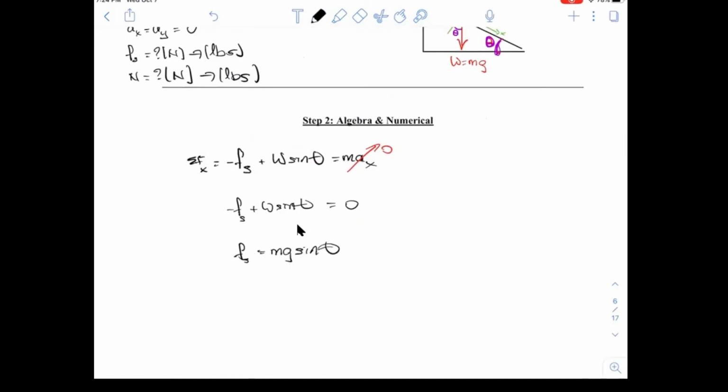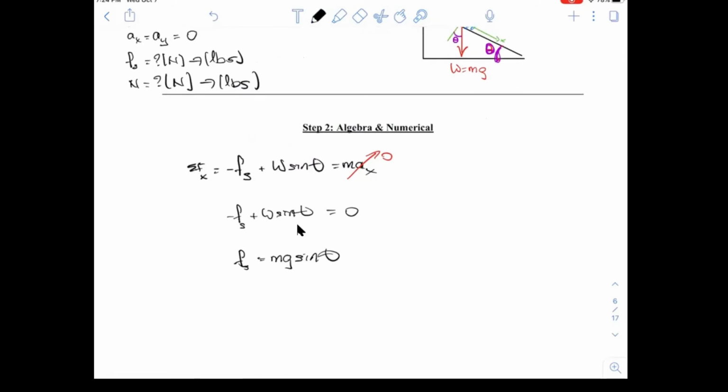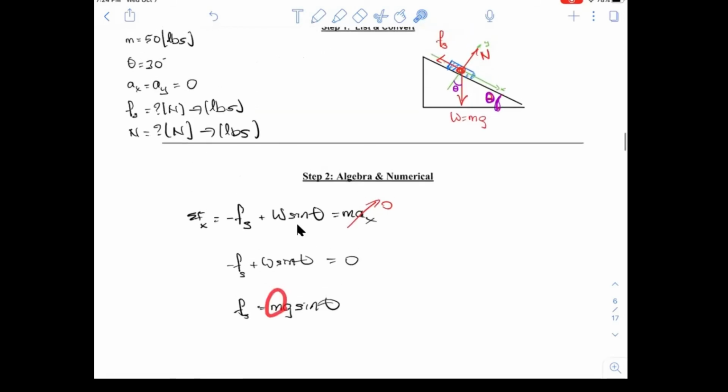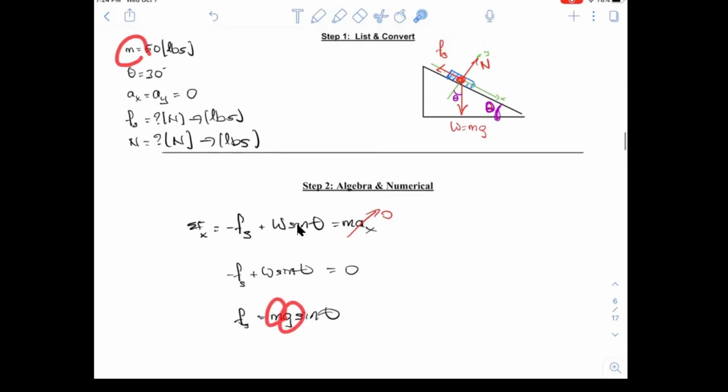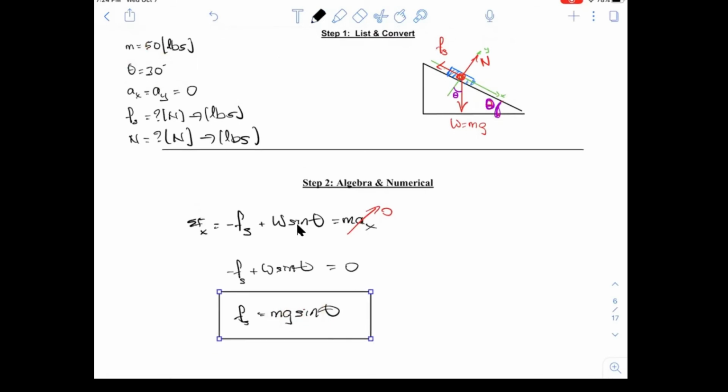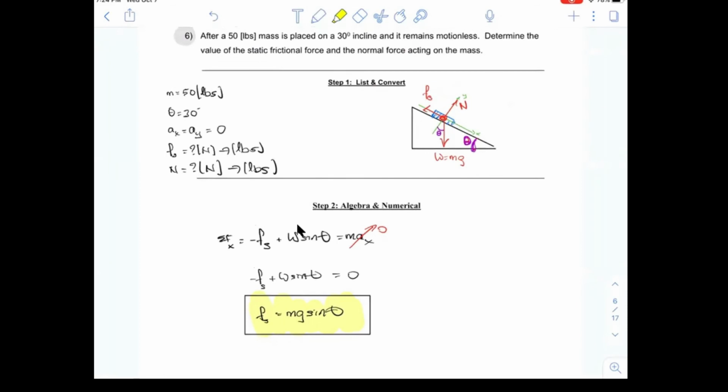Okay, so question is, do we know m? We certainly do. Do we know g? Yes, we do. Do we know the angle? Yes, we do. So this thing is solved. Before we move forward, this is a complete solution, except there's a slight problem. The problem is we didn't do the conversion, so this would give us the wrong answer.